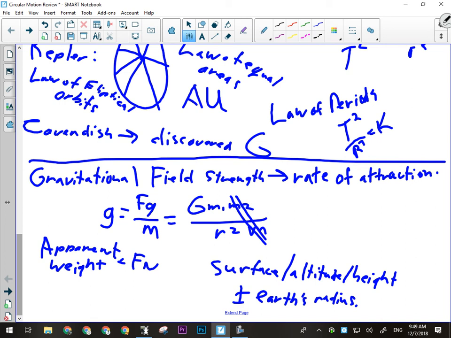And this is Cavendish, who discovered big G, not 6.